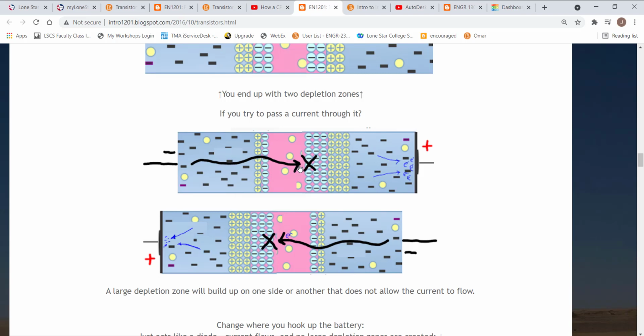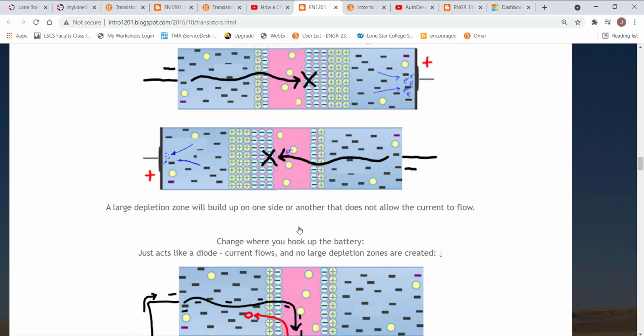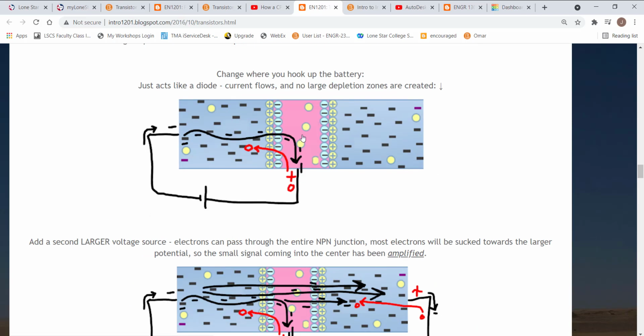So if it was a switch, and that is what a transistor is, it's like a switch. So the switch is off if nothing is coming into the center base wire. But if you put something into that wire, now we've pulled off the electrons on this depletion zone. You no longer have a big wall of negative charges.